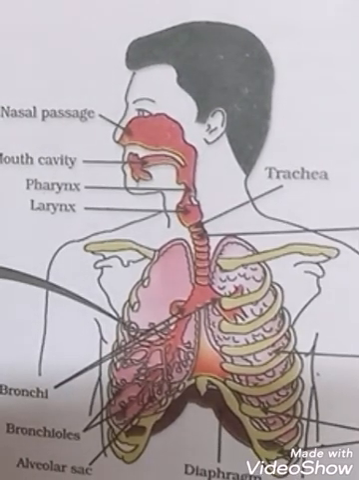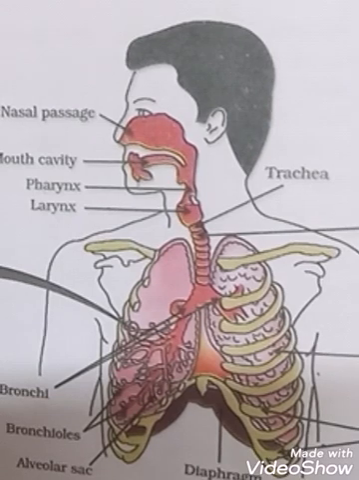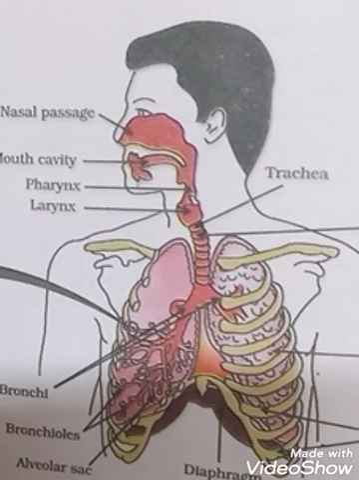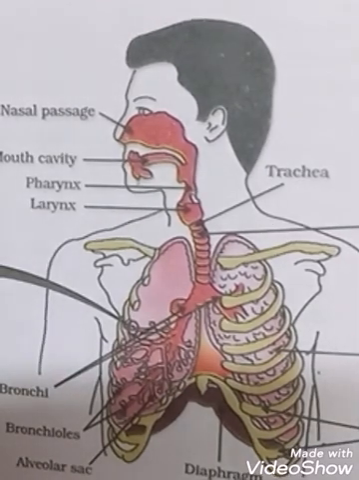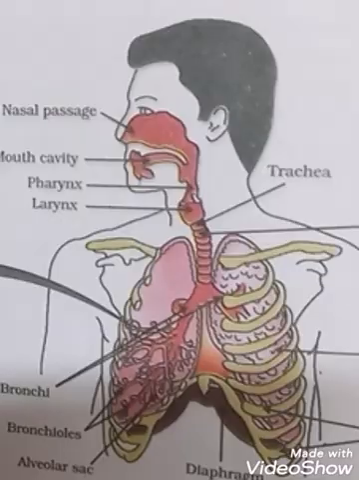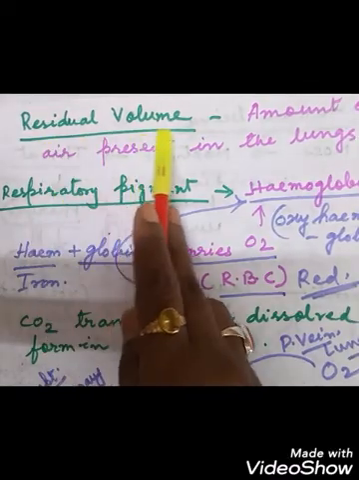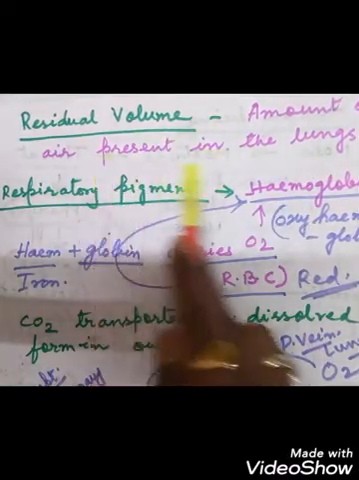And when the body size of the animal is large, the diffusion pressure cannot take care of oxygen delivery to all the parts. So there are different respiratory pigments, but in our body there is one respiratory pigment, that is hemoglobin. So what is the residual volume? The amount of air that is always present in the lungs.